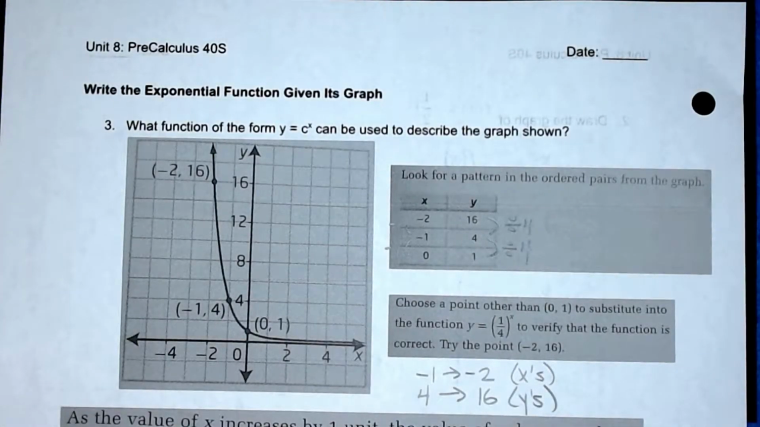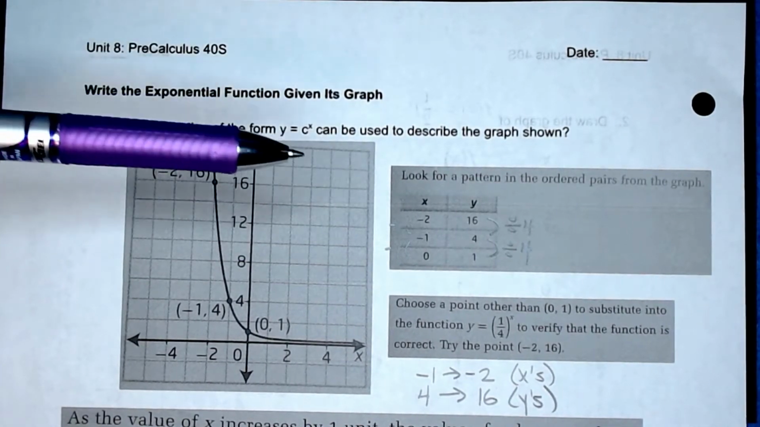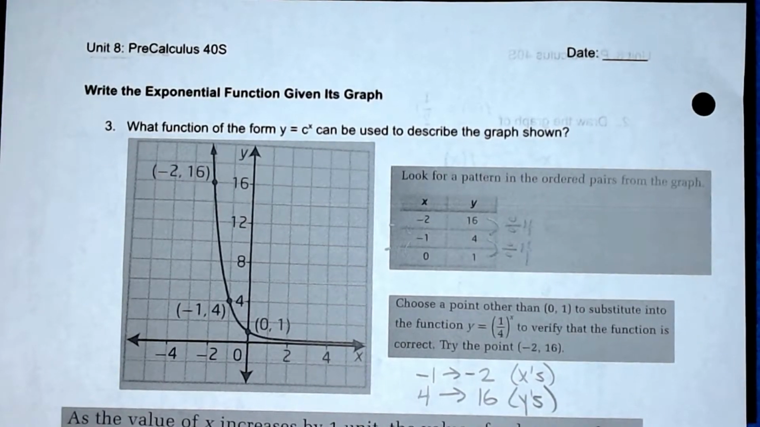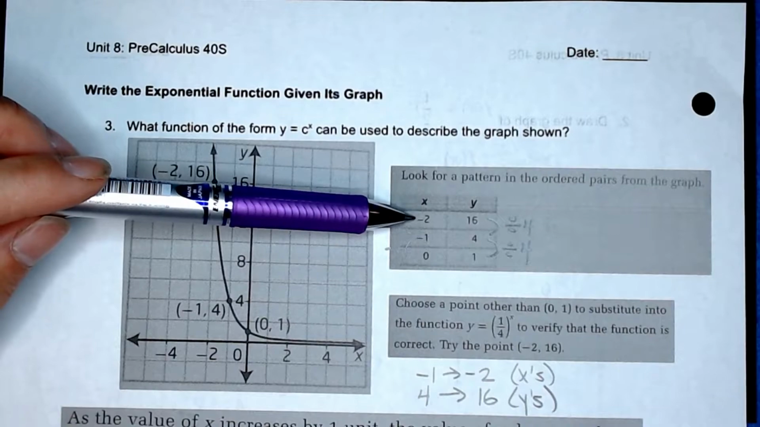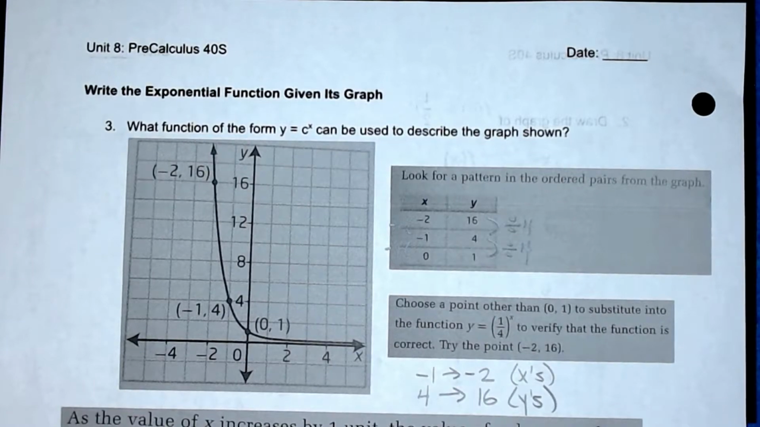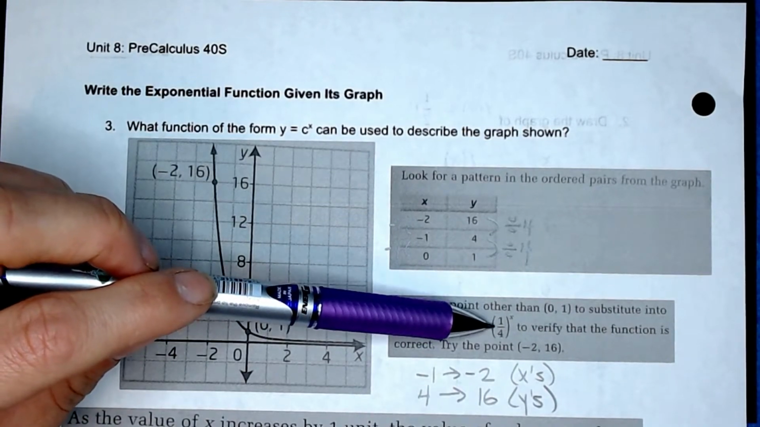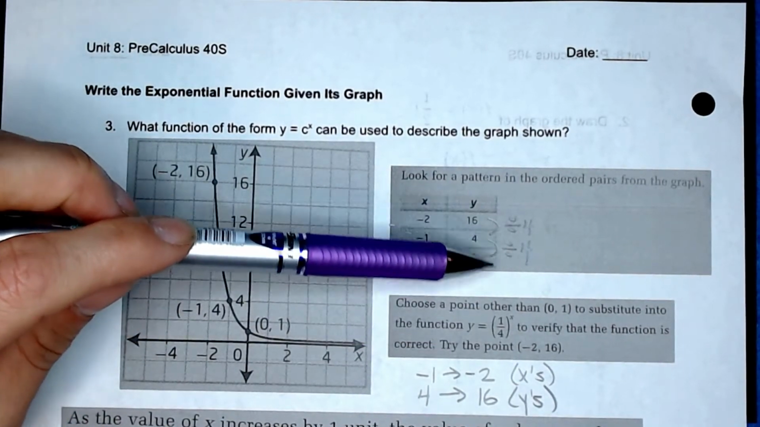You may also be asked to write a formula for these functions. This can be a little bit trickier, but you just need to look for the pattern. The graph is mapped here, but I included the table of values that goes with it. What you want to see is, when x changes by a value of 1, what happens to the value of y? In this graph, when we go up 1 x value, the y is decreasing by a factor of 4, or divided by 4. So we can get that value of c as 1/4, so y equals 1/4 to the power of x.